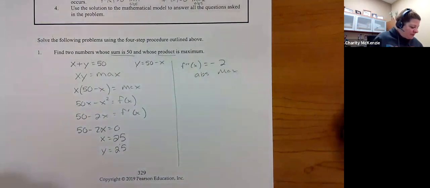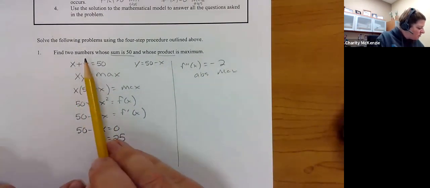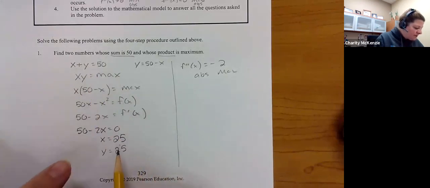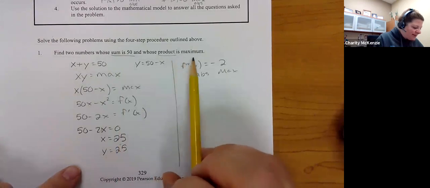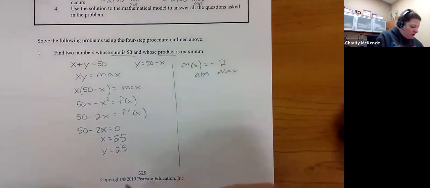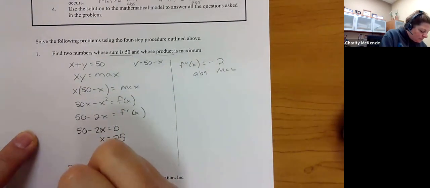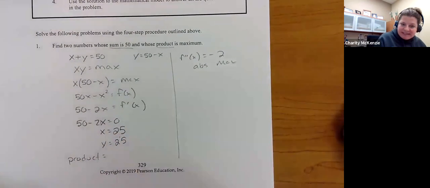Okay, so these would be our x and y. If we answer the question, it says find the two numbers. The two numbers are 25 and 25. Their sum is 50 and their product is the max. It could ask you what the product is, which would be just multiplying the 25 and 25. They just happen to be the same number.